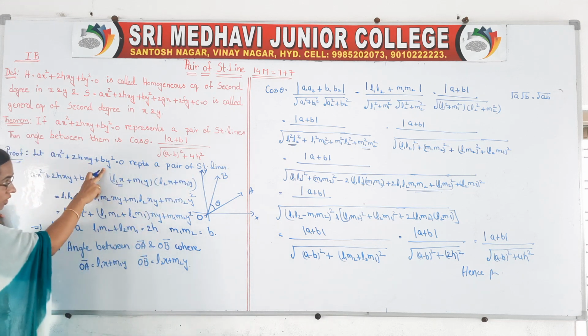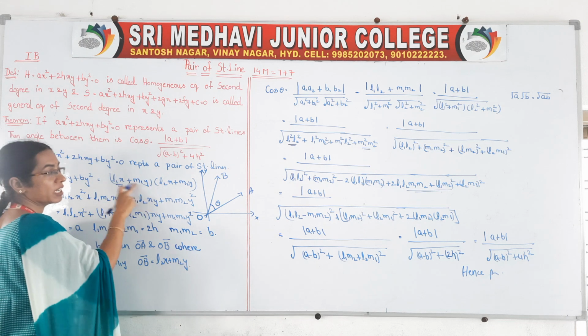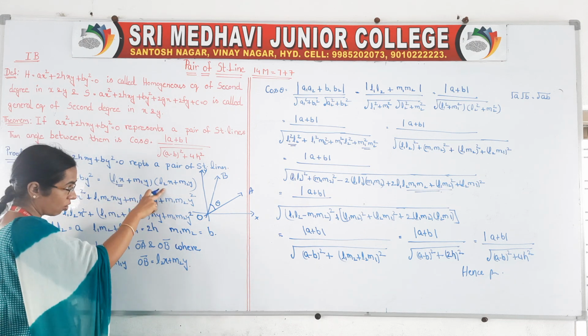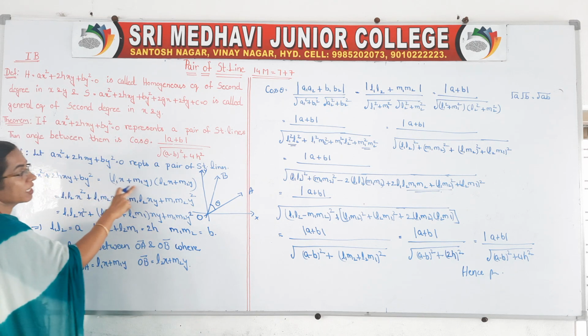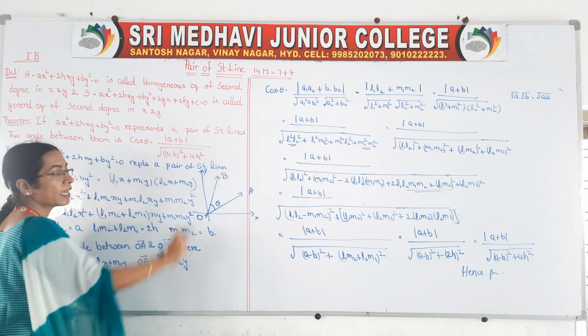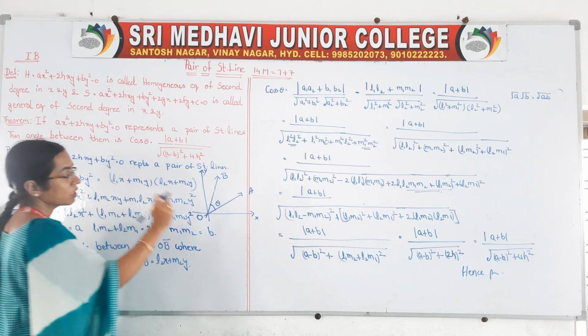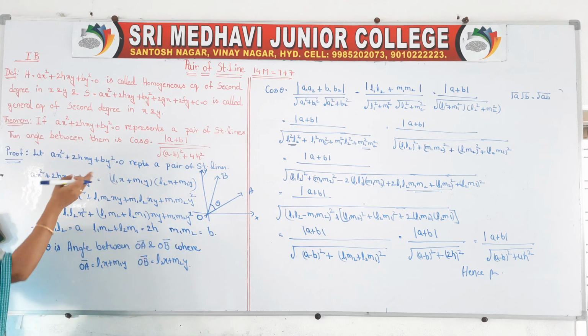So it is a homogeneous equation. We have to select two lines which pass through the origin. So this can be written as a combination of two lines, a pair of lines, right? It is a combination of two lines, (L1x plus M1y) into (L2x plus M2y). Okay, so this is OA, this is OB. Okay, they are passing through the origin.